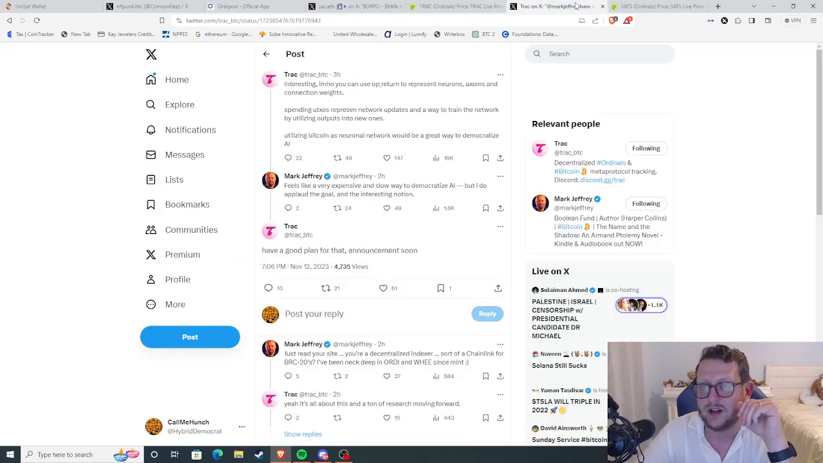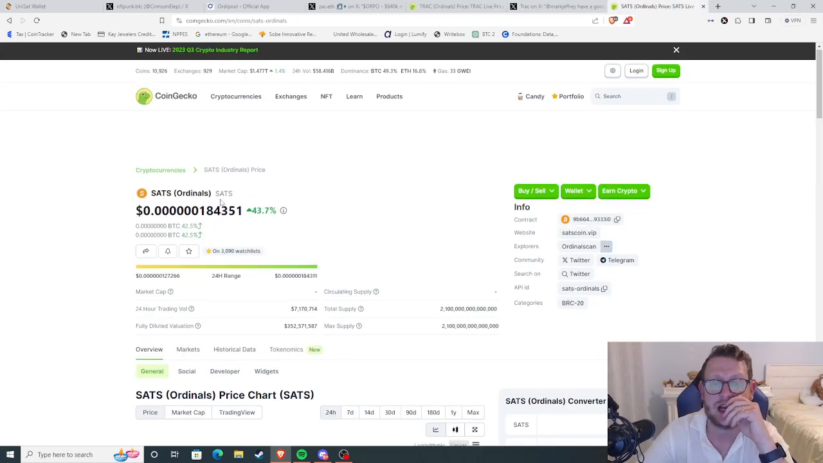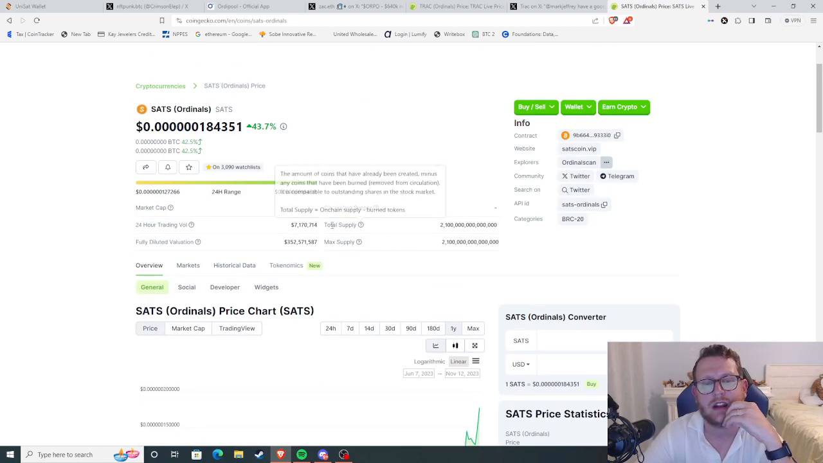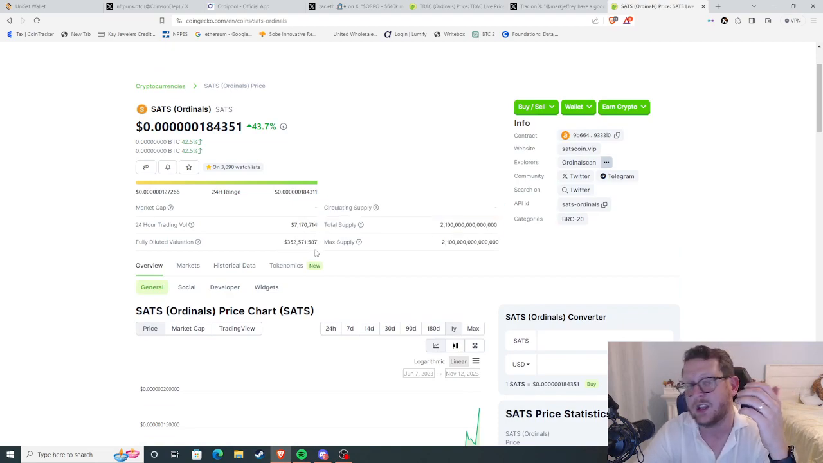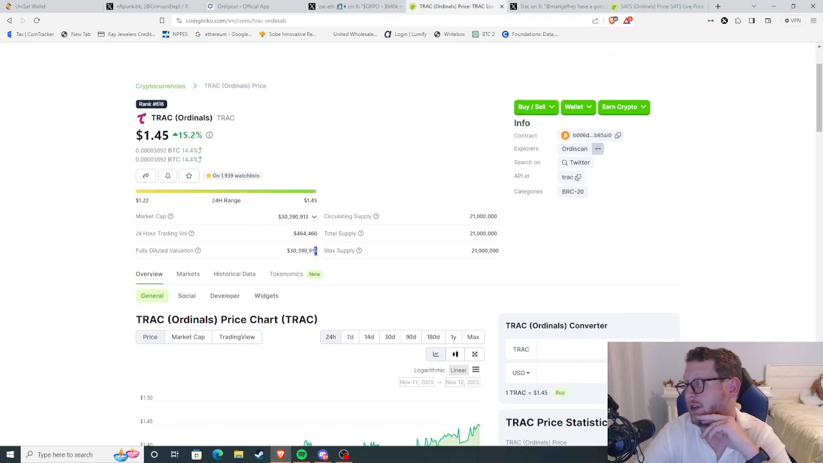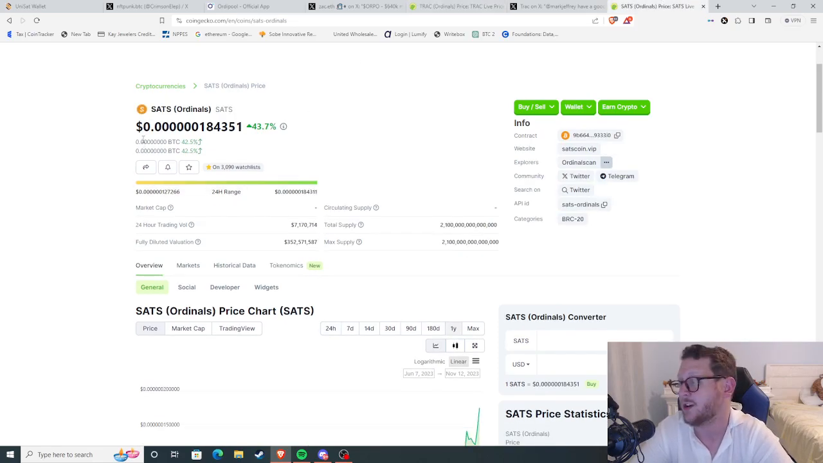But not financial advice. The last thing I want to say is Sats. Sats is actually insane, right? I'm not as heavy on Sats as TRAC, and that's just for a simple reason, right? The fully diluted valuation, I don't know how accurate this is, 352 million, right? Whereas TRAC is actually only 30 million, right? So I started talking about this at 10 million. I hope you've been watching my videos, but all really, really interesting things.